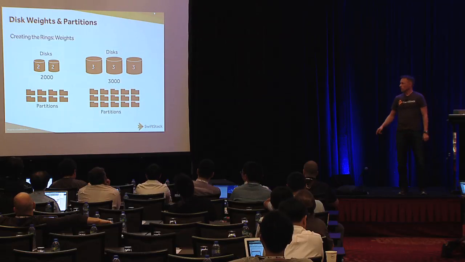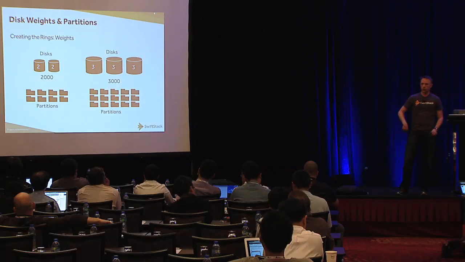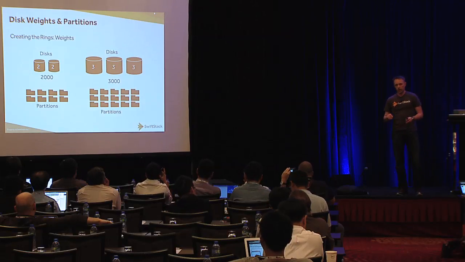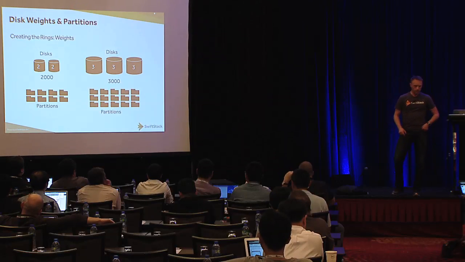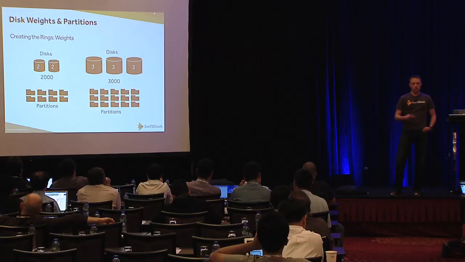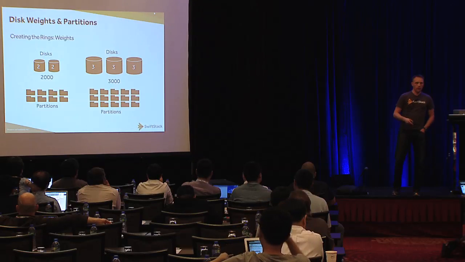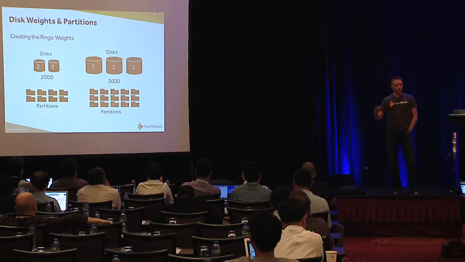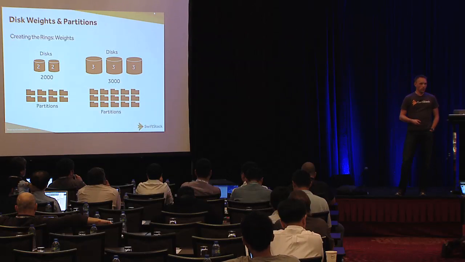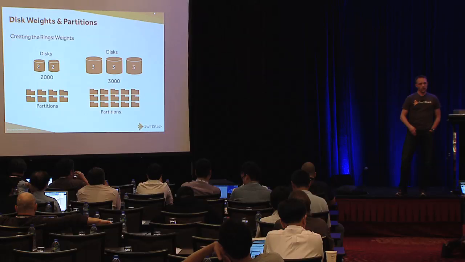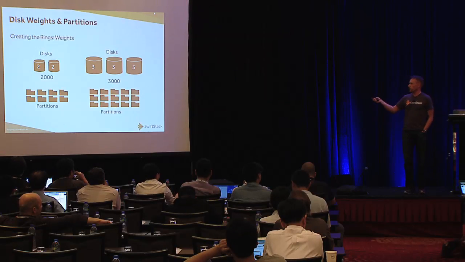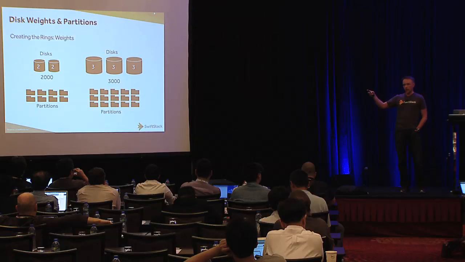So the one cool thing about Swift is that you can actually use different size disks if you want. So let's say you start out with 2 terabyte disks. Now, a year later, you actually have 3 terabyte disks, and you can deploy using those. That's obviously going to be cheaper, so the next time you add another node, you add the disks, and you add a weight.